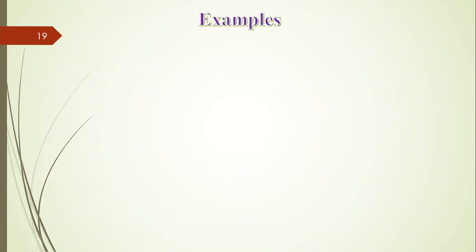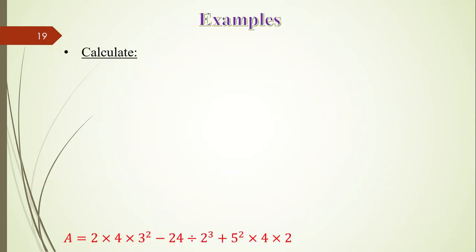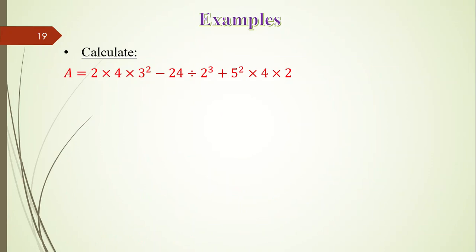Okay? Examples. Calculate. If you have 2 times 4 times 3 power 2 minus 24 divided by 2 cubed plus 5 squared times 4 times 2. Here we don't have parentheses, but we have exponents. So we start with the exponents. 3 squared is equal to 9. 2 power 3 is equal to 8. 5 power 2 is equal to 25.